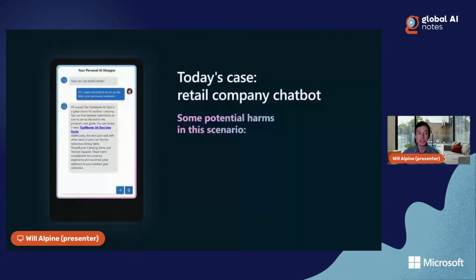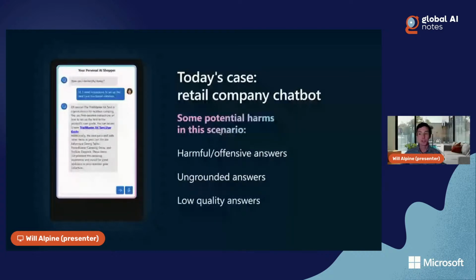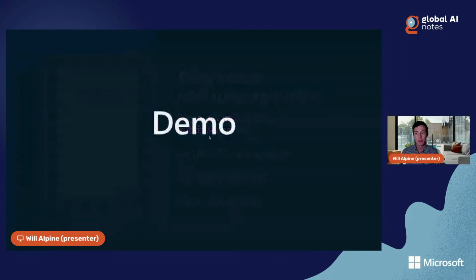Today's use case is a retail company chatbot. And so I want to ensure that I'm mitigating some potential harms, such as harmful or offensive answers, ungrounded answers, or simply low quality replies. I want to ensure that this application is staying within the guardrails that I establish, and I want to monitor this at scale in production. Let's jump straight to a demo.